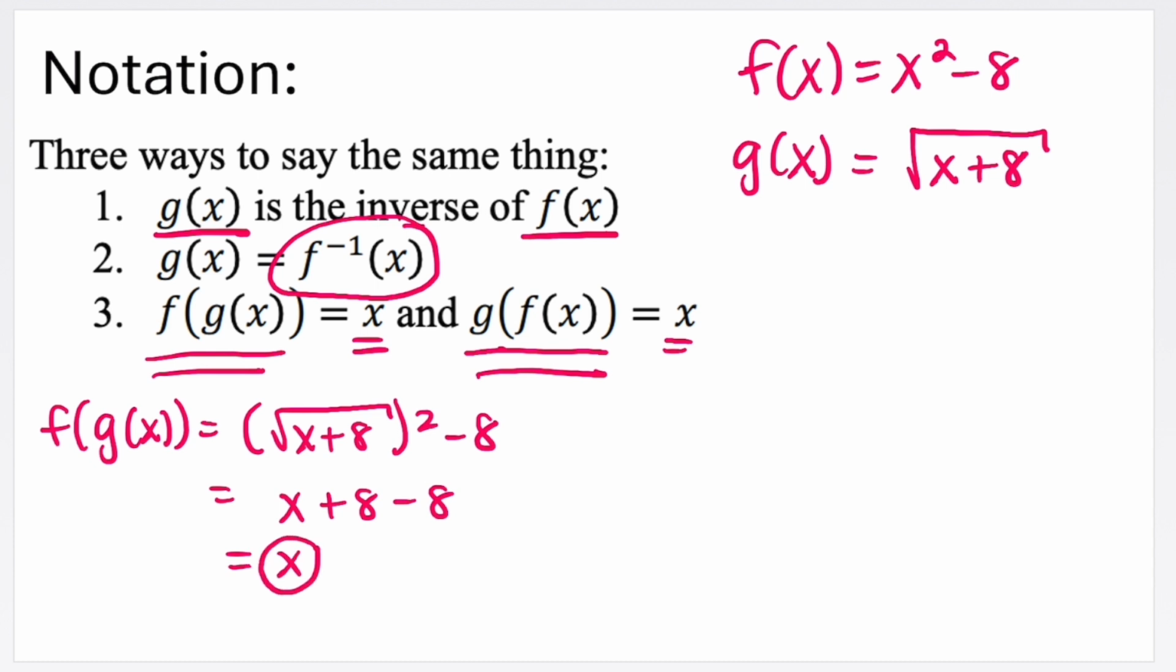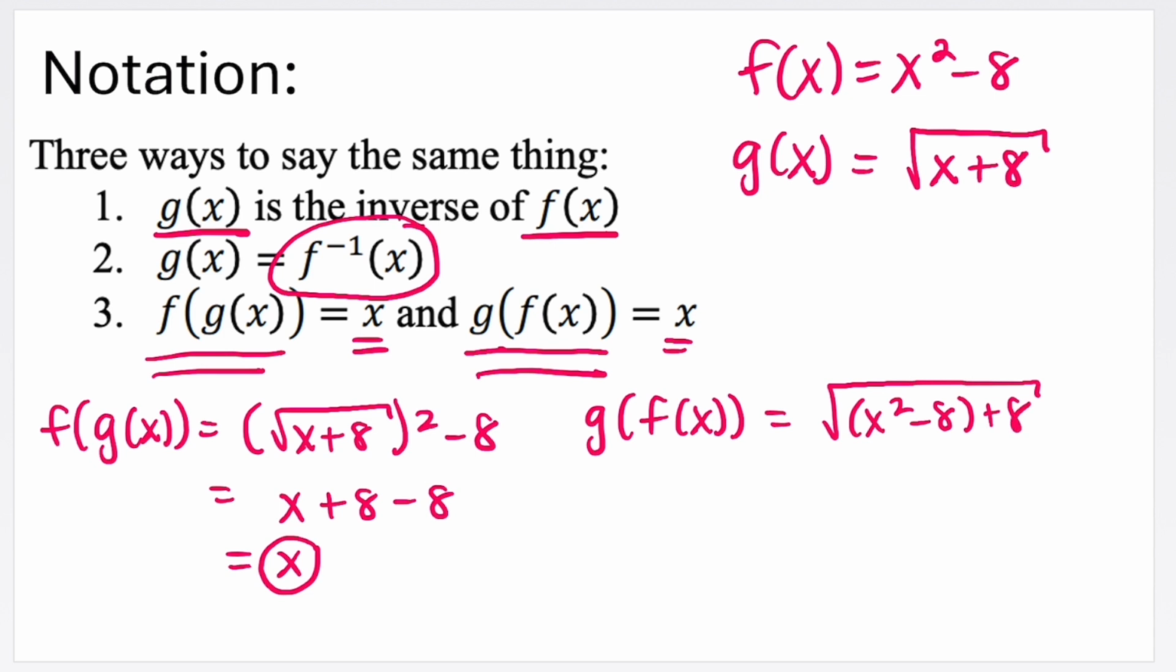If I do it the other way, and I put f inside g, I'm going to have the square root of x squared minus 8, plus 8. Here, the minus 8 and the plus 8 are going to cancel out, so I'm just going to have the square root of x squared, which is just going to be x. So you can see that it does work. That property is true when you have compositions of inverse functions. They end up just giving you x when you simplify.